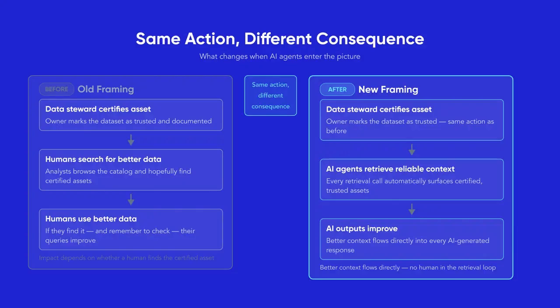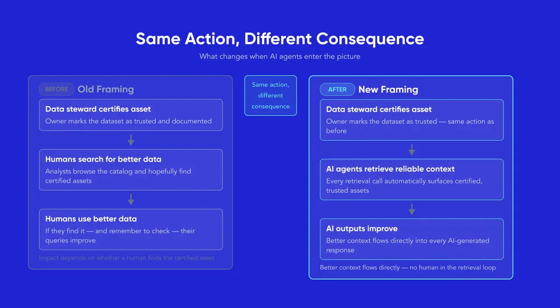The first is that data stewardship gets reframed as AI infrastructure. When a data steward certifies a dataset, assigns an owner, links a glossary term, and writes a current description, they're not doing administrative housekeeping. They're configuring the quality of the AI agent that reads from the catalog. That reframing changes the priority conversation. Governance work that was previously justified on compliance grounds now has a direct line of impact on AI output quality.